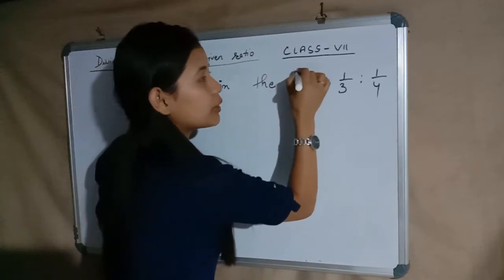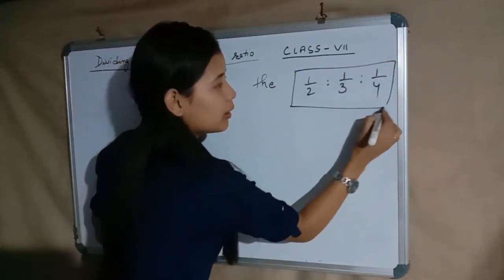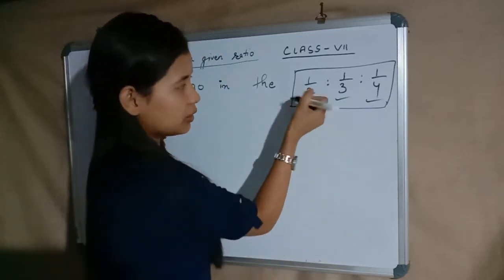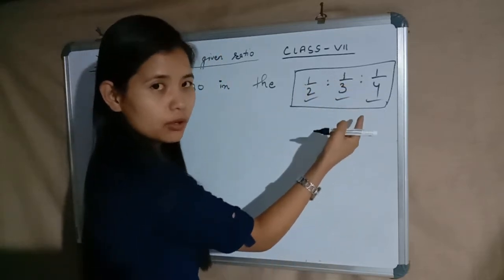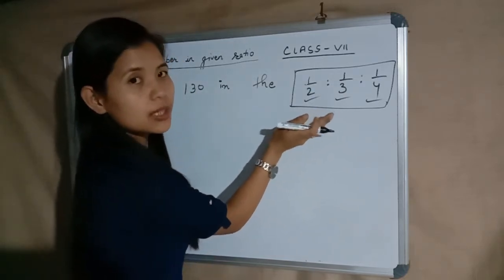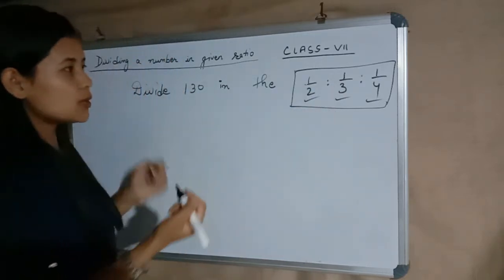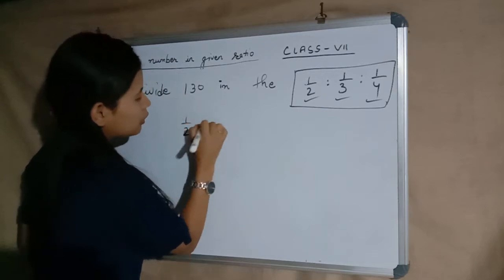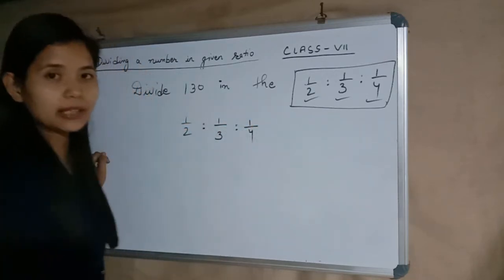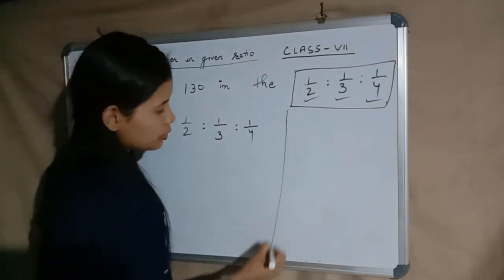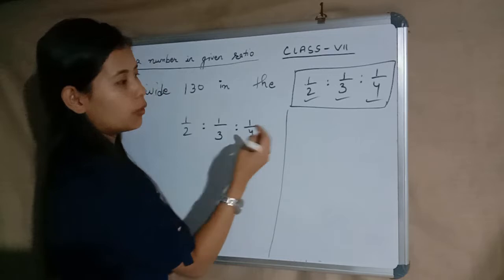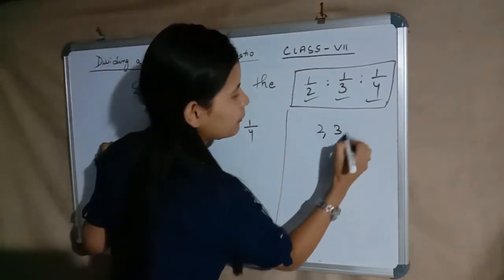You see here, the ratio is not in the simplest form because the terms here are not natural numbers, they're fractions, that is 1 by 2, 1 by 3, 1 by 4. So our first task is to convert this ratio into the simplest form. You can recall how to convert the given ratio into simplest form. What we do is we take the LCM of the denominators, that is 2, 3 and 4. So let us take the LCM.